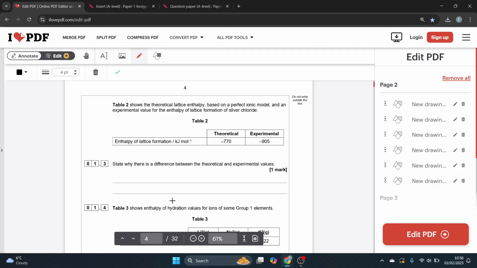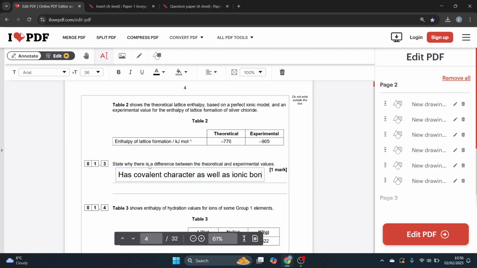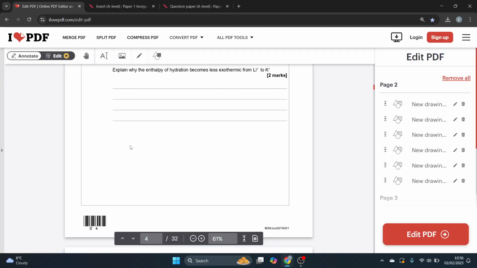1.3, state why there's a difference between theoretical and experimental values. It's always going to be about covalent character. It has covalent character as well as ionic bonding. Saying it has covalent character should be fine.